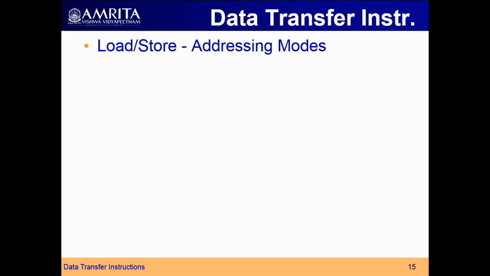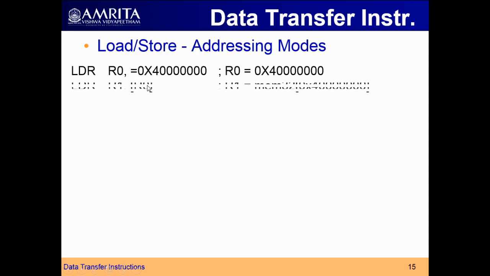Then we will see the summary of all the LDR instructions that you have seen till now, or these are the different addressing modes used in load and store. The first one is LDR R0, =0x400. This is known as immediate addressing mode. Why is it known as immediate addressing mode? The data is present inside the instruction itself. So this data will be moved on to R0.